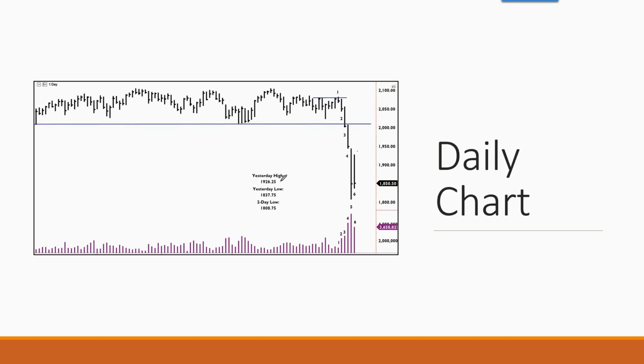So yesterday's high at 1926 and a quarter, yesterday's low at 1837 and three quarters, and then the 2-day low, 1808. That might be a little bit of a move here, 30-some odd points down to get to under here. It may or may not. We'll have to see. All right, so let's get into it.